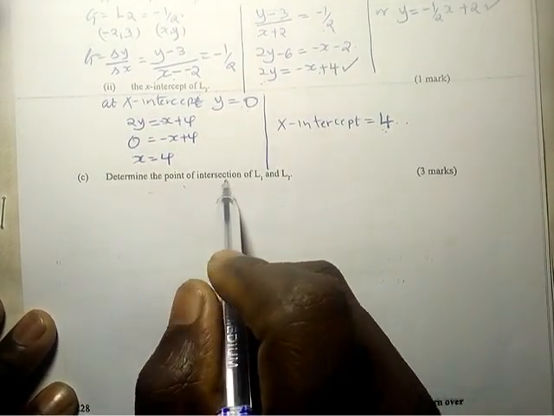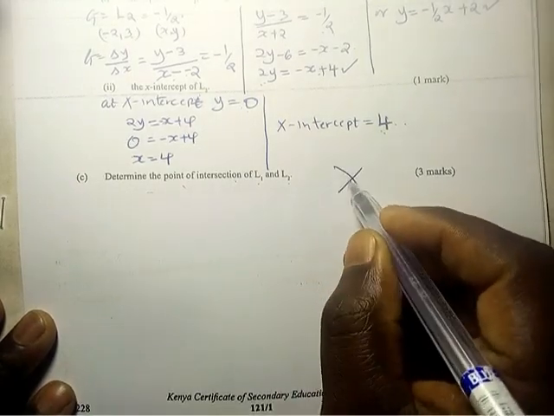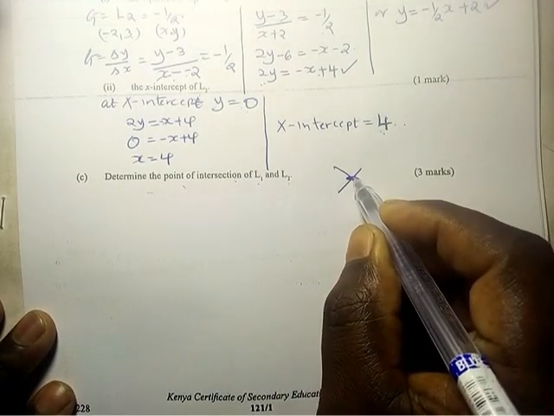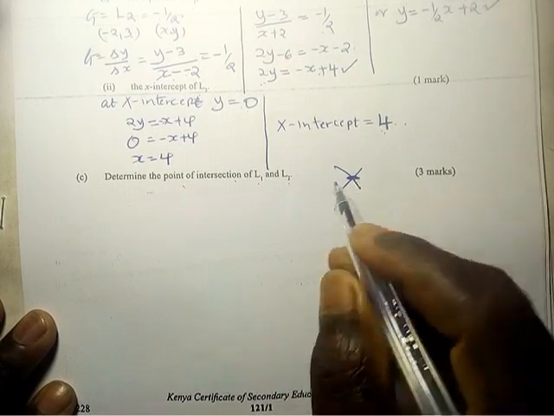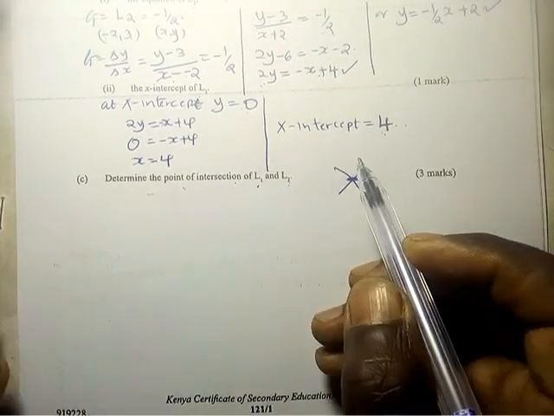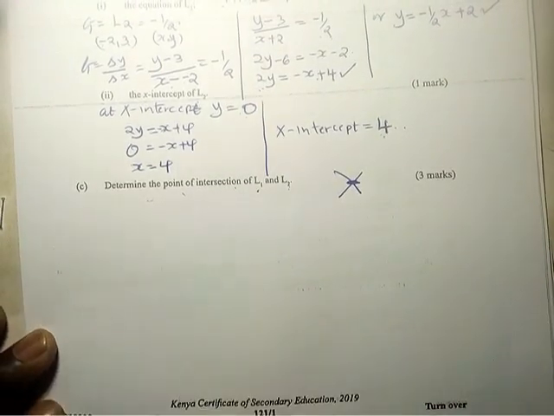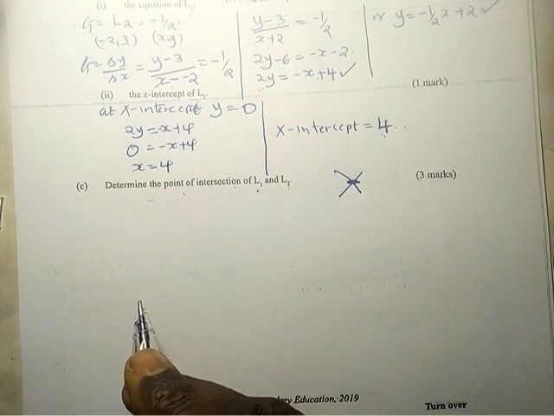Determine the point of intersection of L1 and L2, where the two lines are going to meet. Here. That is what we call the point of intersection. To get that, you solve the equation of line 1 and the equation of line 2 simultaneously, and you get the answer. So the points of x and y where they meet.